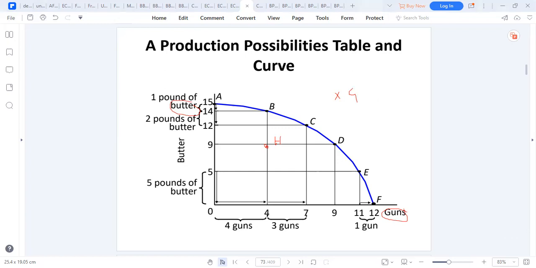A PPF also signifies inefficiencies. All points within the PPF show that we are producing below potential. All points outside the curve show unattainable points, representing levels of production that are beyond our capacity. The PPF also demonstrates how an economy can specialize in trade. By specializing, we can achieve what we call comparative advantage.